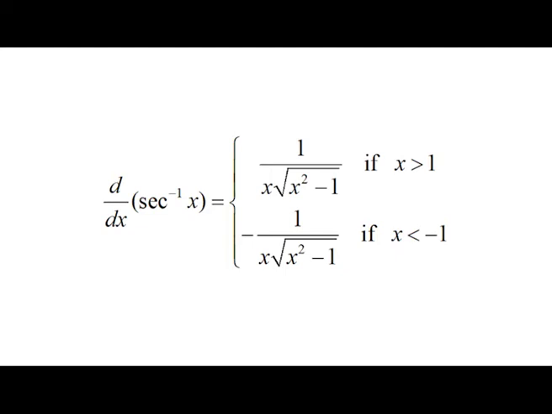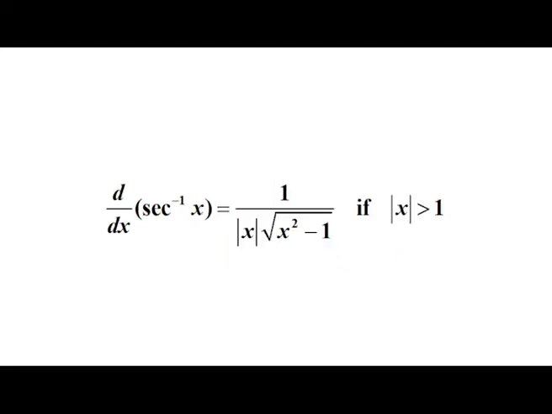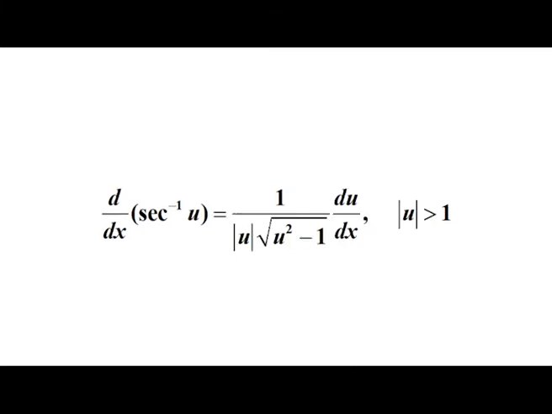With absolute value, we can write the above equations in a single formula. d by dx of sec inverse of x equals 1 by mod x into square root of x square minus 1 if mod x is greater than 1. If u is a differentiable function of x with mod u greater than 1, we apply the chain rule to obtain d by dx of sec inverse of u equals 1 by mod u into square root of u square minus 1 into du by dx, with mod u greater than 1.